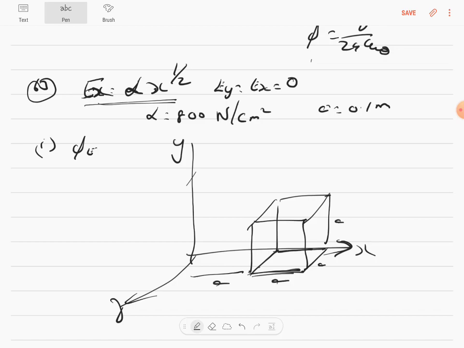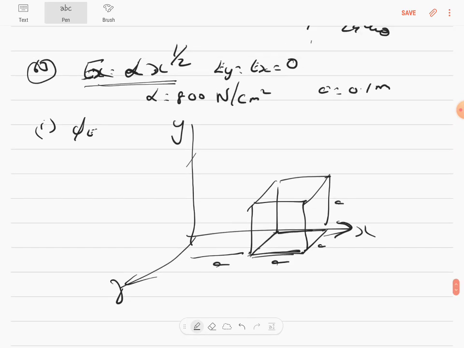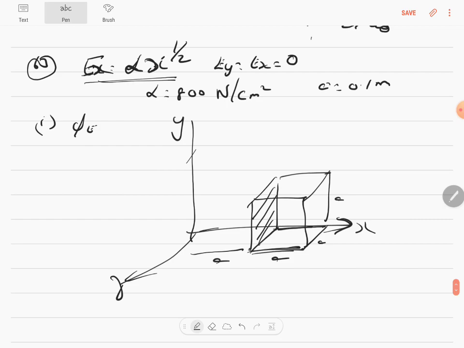You know that, let's look at the left face. This is the left face. And you will have alpha into x to the power 1 by 2, depending on this distance, where x is nothing but the position. At this position it will be A. There will be an electric field Ex in this position, which will be alpha into A to the power 1 by 2. Correct? Alpha into A to the power 1 by 2 will be the electric field at this position.